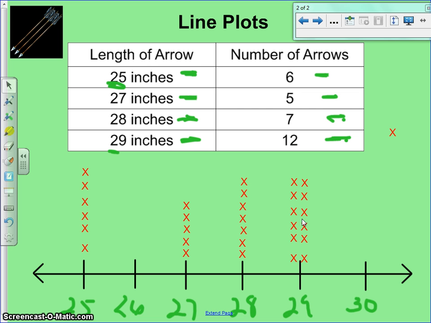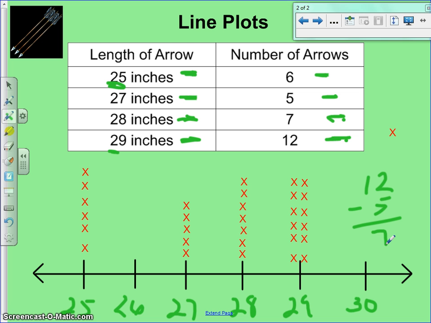And again, I can use line plots to help me answer all different types of questions. It might say something like, how many more arrows does Mr. G have that are 29 inches than he has that are 27 inches? And I would use this data. I would look at 29 inches, it's 12, so I take 12. I can subtract the 27-inch arrows, which is 5. Okay, and that leaves me with 7. So I have 7 more arrows that are 29 inches in length than I have that are 27 inches in length. This is just a good way to help organize and read data.